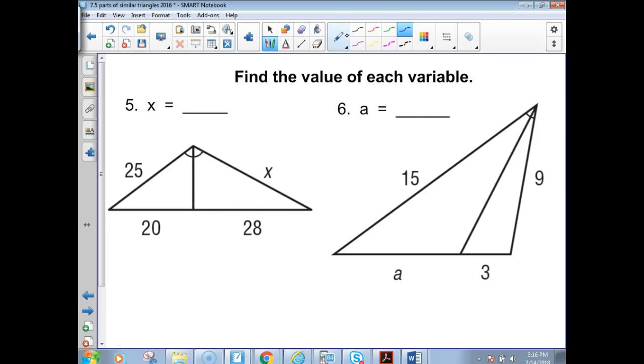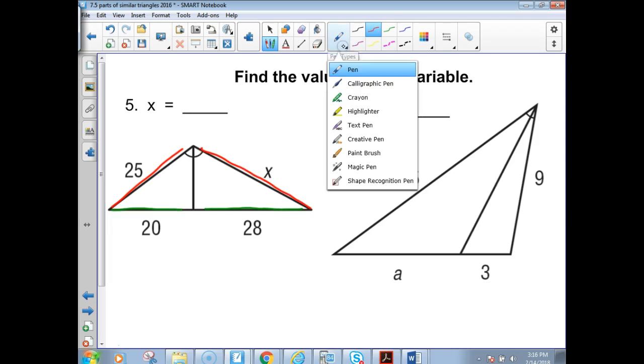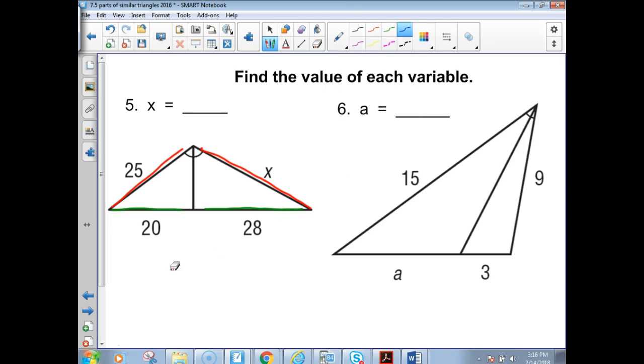So we got an angle bisector. It has chipped away at this side. It's split it into two pieces that are proportional with the other two. It has to be set up a certain way, four different ways correctly though. So I just need one. Can someone give me a setup, please? Cadence? 20, say that again, please. 20/28, okay? Yes, all right, that is a good proportion.